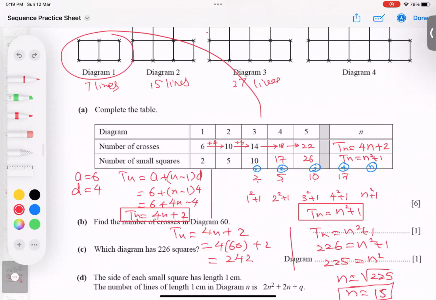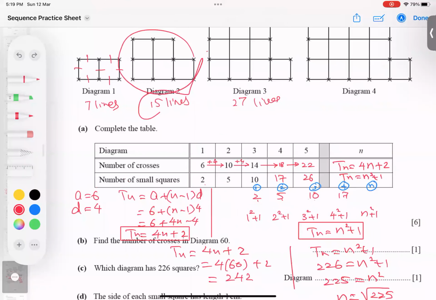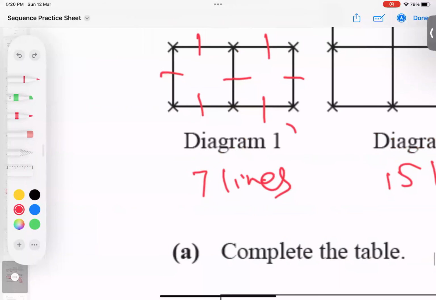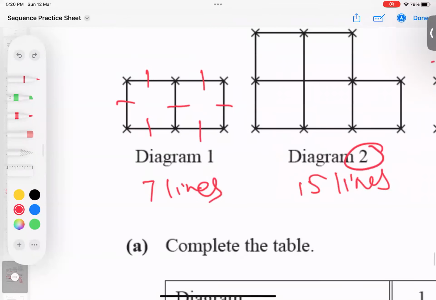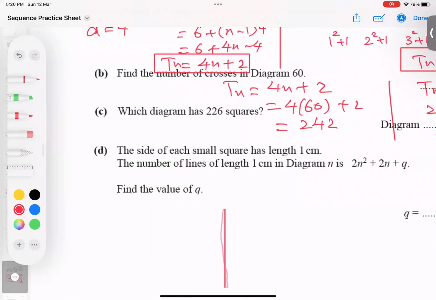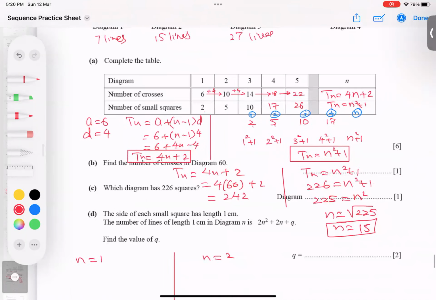How many lines in this diagram number 1? Please calculate. 1, 2, 3, 4, 5, 6, 7. So 7 lines are here. Or I calculate this, I got 15 lines. I will show you two techniques. So how many lines in diagram number 1? I repeat my words. Diagram number 1 has 7 lines, or diagram number 2 has 15 lines. So let's start. I will do it in 2 ways. Although in the exam, you will not show 2 ways. You will show only 1 way. But I am showing you just for the sake of your extra knowledge.